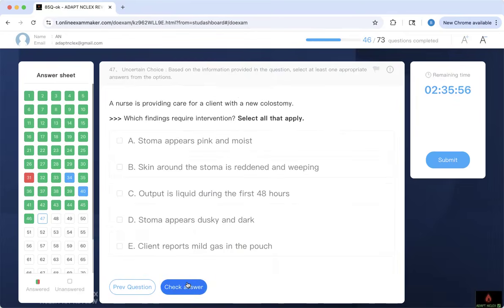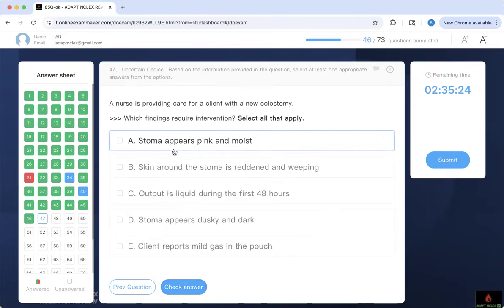And this is providing care for a client with new colostomy. Which finding requires intervention? You have to know how to take care of a colostomy. Like I said, this is elimination, NCLEX review. The stoma appears pink and moist. Is that what you expect? Skin around the stoma is reddened and weeping. Is that what you expect? Output is liquid during the first 24 or 48 hours. The stoma appears dusky and dark. Is that okay? Client reports mild gas in their pouch. Elimination, GI concept. Requires intervention.